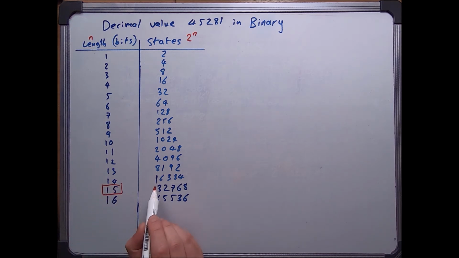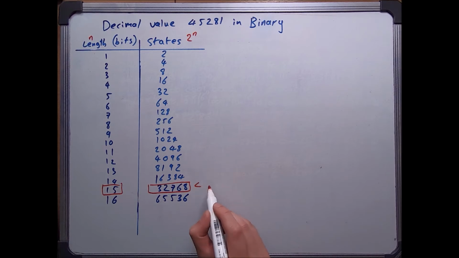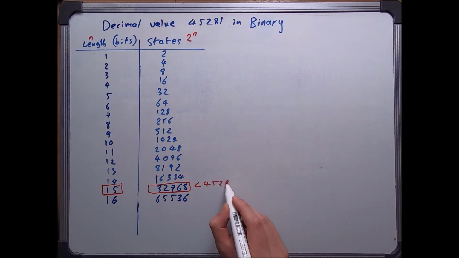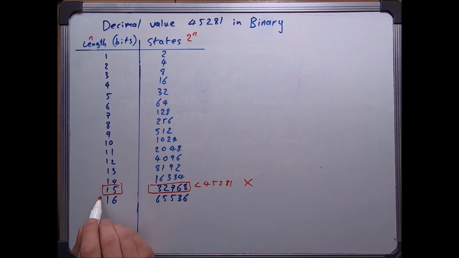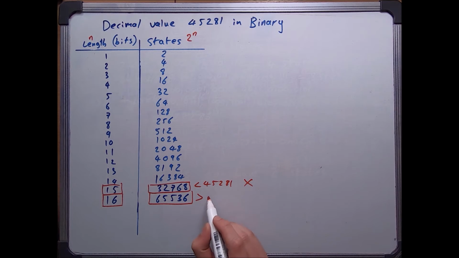A 15-bit word will hold 2 to the power 15 states, which is 32,768 states. That's less than 45,281, and so will not fit. A 16-bit word will hold 2 to the power 16 states. That's 65,536 states, which is greater than 45,281, and so this will fit.